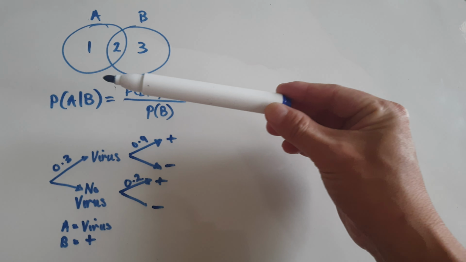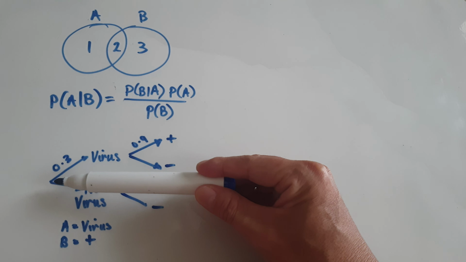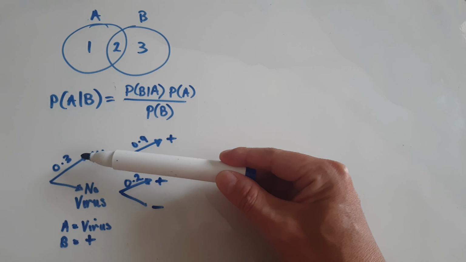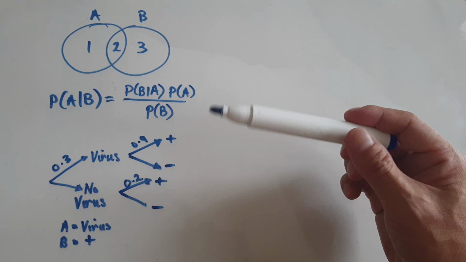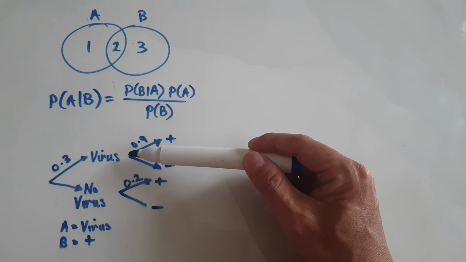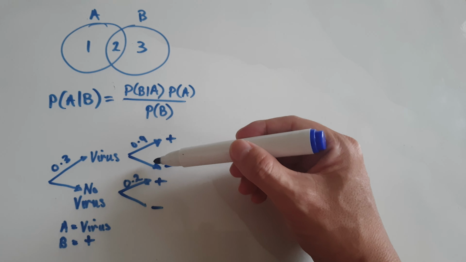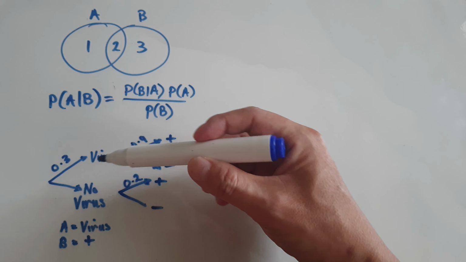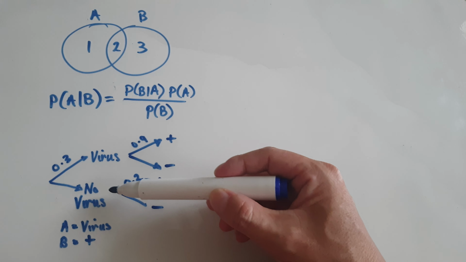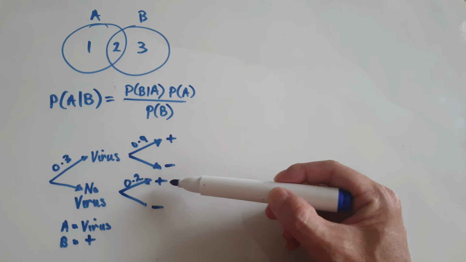Let me give you another example of Bayes' theorem. So this here is Bayes' theorem, and the problem is 30% of a population has a certain virus, and when you have that virus and you get tested, the machine would be 90% correct. So there's a 10% chance that it would be a false negative, and if a person doesn't have a virus, the machine might still register you as being a positive.